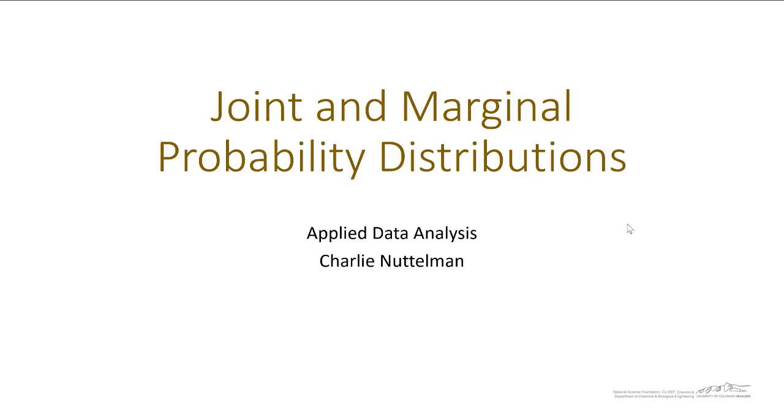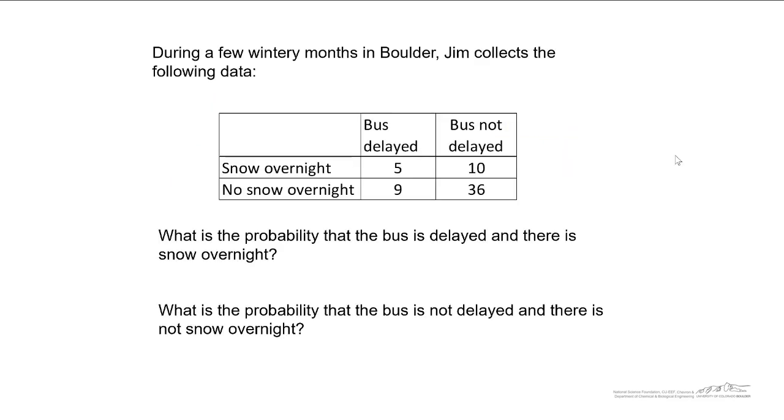Now we are going to start talking about two or more random variables, and this leads us into joint and marginal probability distributions. Let's revisit an example from a couple weeks ago when we talked about conditional probabilities. During a few wintry months in Boulder, Jim collects the following data where he observes whether or not there's snow overnight and whether or not the bus is delayed as a result. We have a total of 60 observations here.